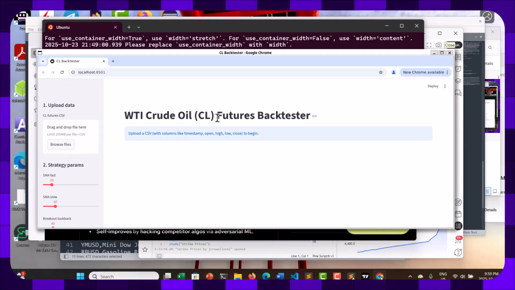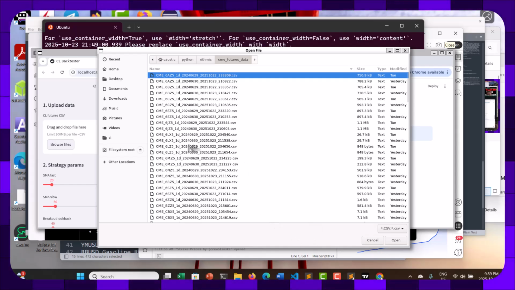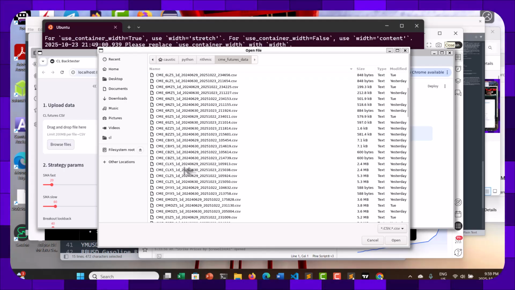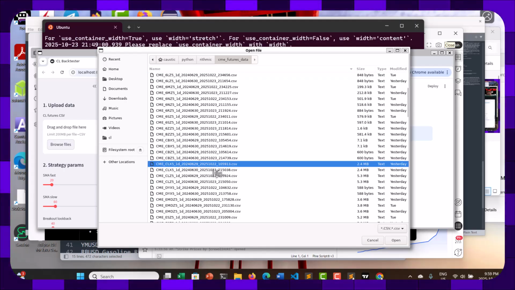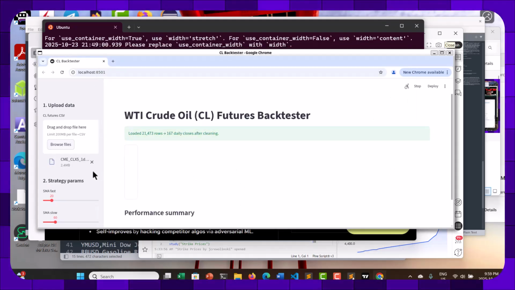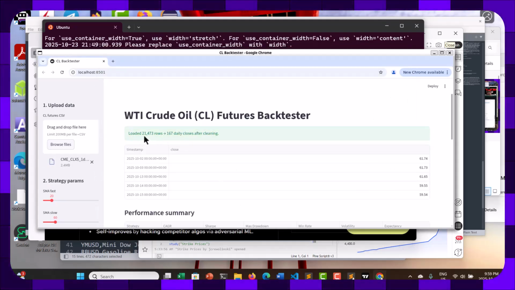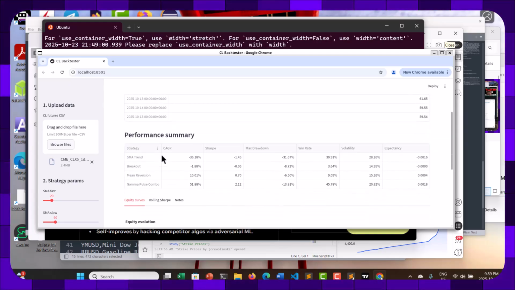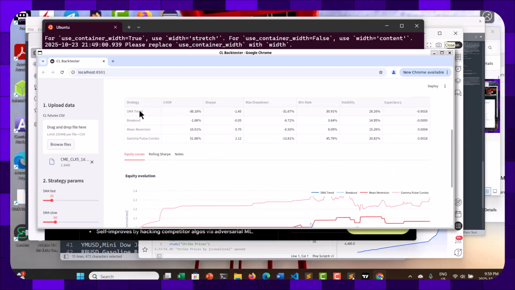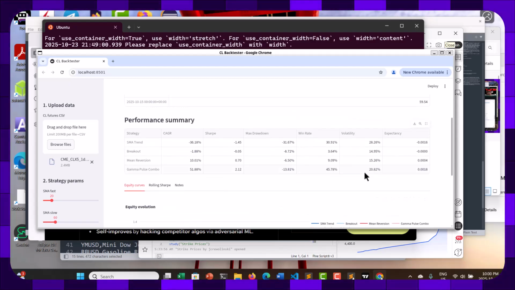Here we go. So here we have 4 different contracts to choose from. The CL could be right here, these 4 different ones. So let's choose that one. It's going to load it, 21,473 rows. Now we have those 4 major strategies: SMA trend, breakout, mean reversion, gamma pulse combo. Again, this is just using pure price and what we have available through the exchanges off of one data set, one CSV.